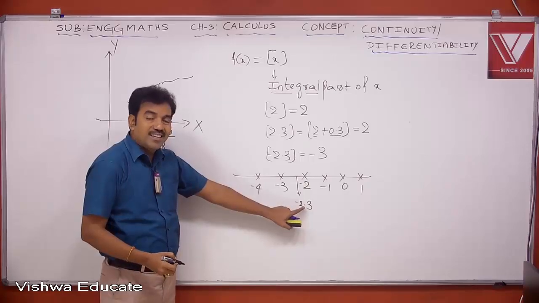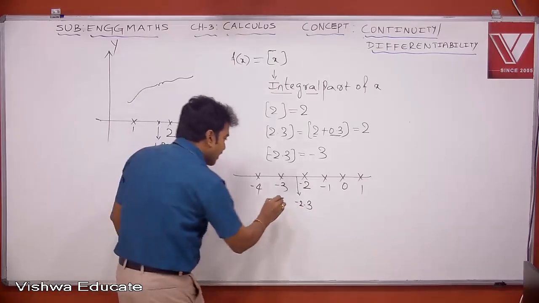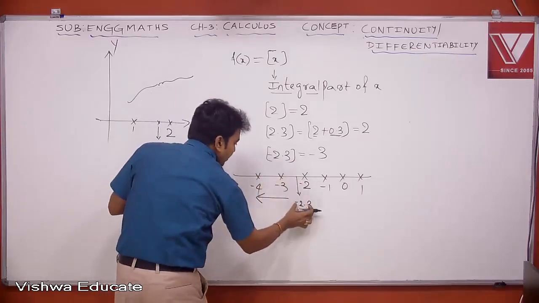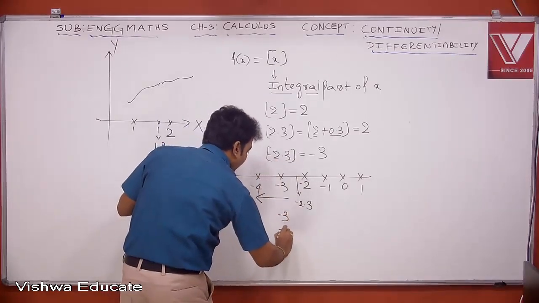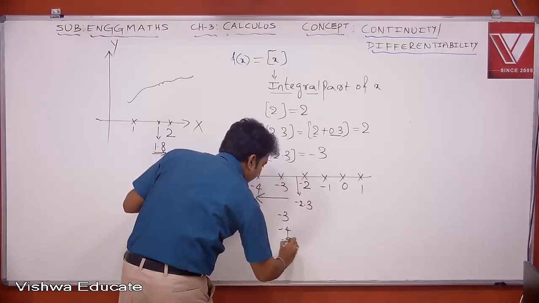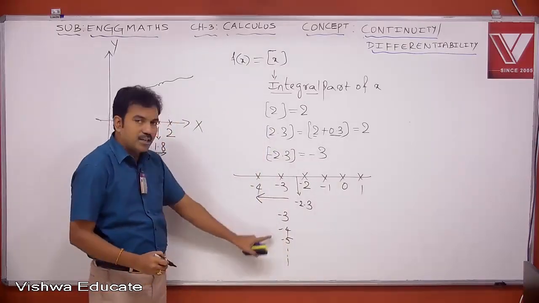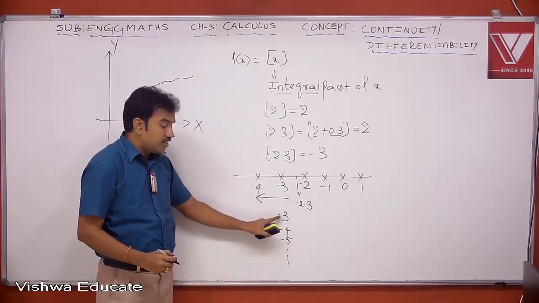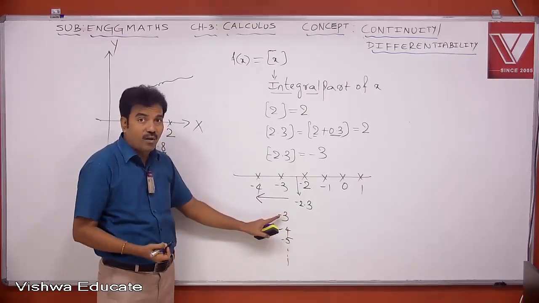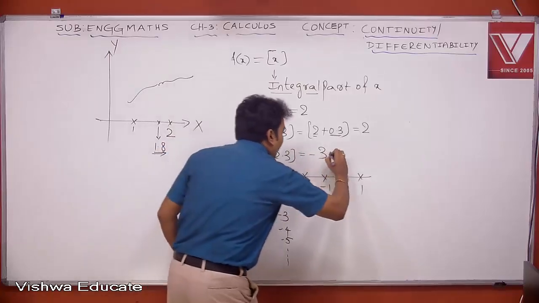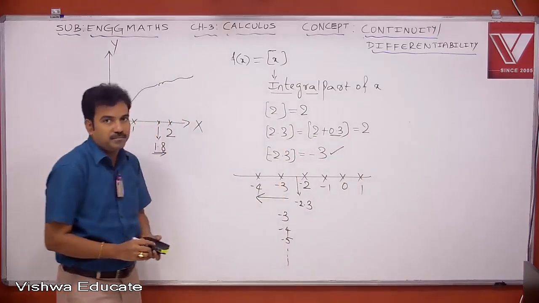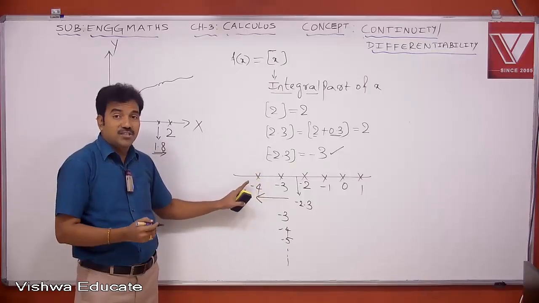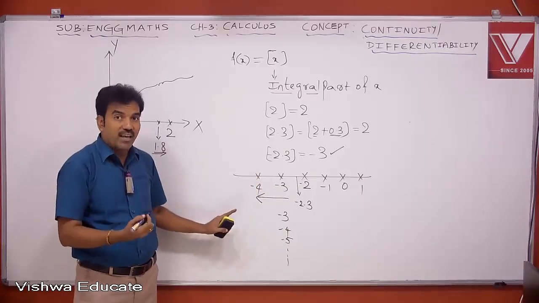Now I want integral part of minus 2.3. So consider all integers less than minus 2.3. What are integers less than minus 2.3? Minus 3, minus 4, minus 5, etc. All these are integers less than minus 2.3. Among all these integers less than minus 2.3, this minus 3 is the largest integer value. Therefore, integral part of minus 2.3 is minus 3. So how to define this? It is defined as the largest integer value which does not exceed x.